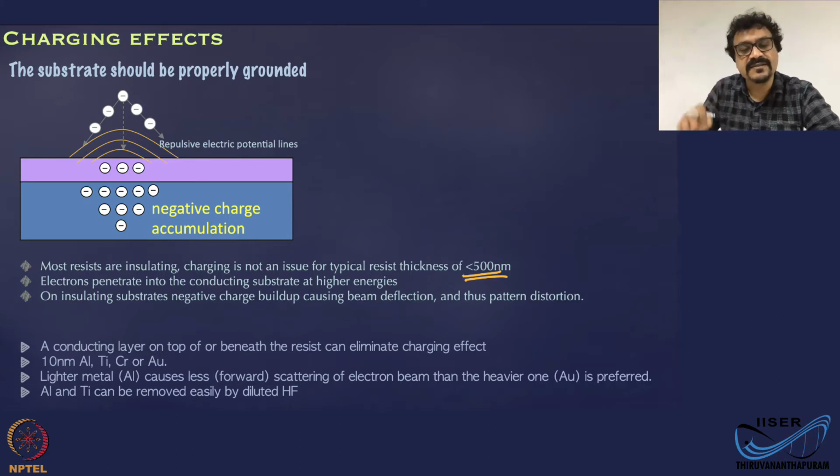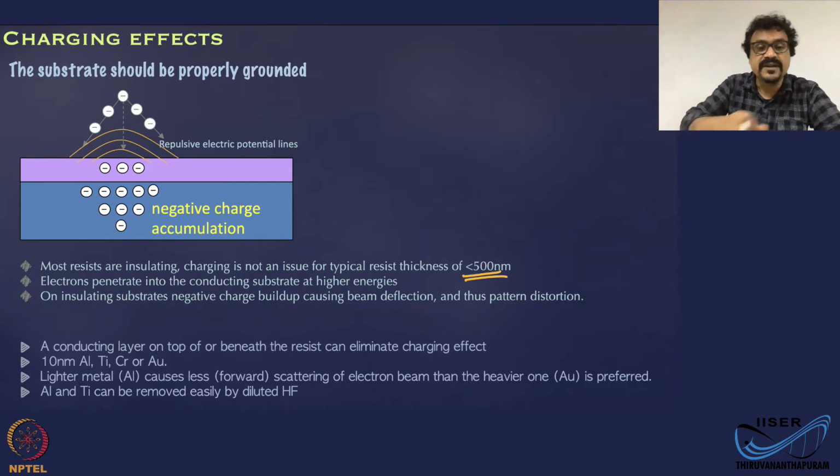Okay, you coat the resist and bake the resist. It is a very simple process: you coat the resist, then bake it at a certain temperature which is prescribed by the resist manufacturer. After that, the resist is prepared for the exposure.